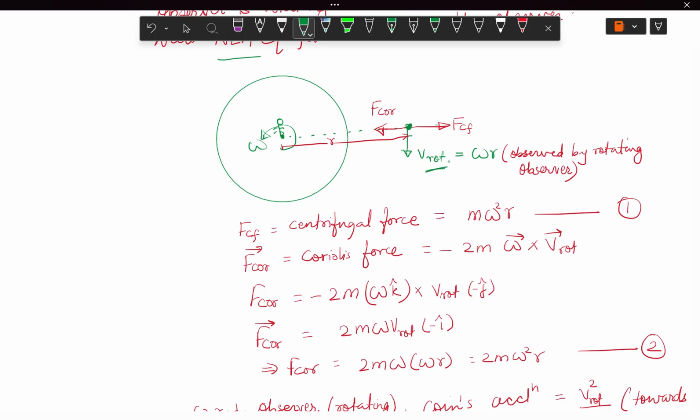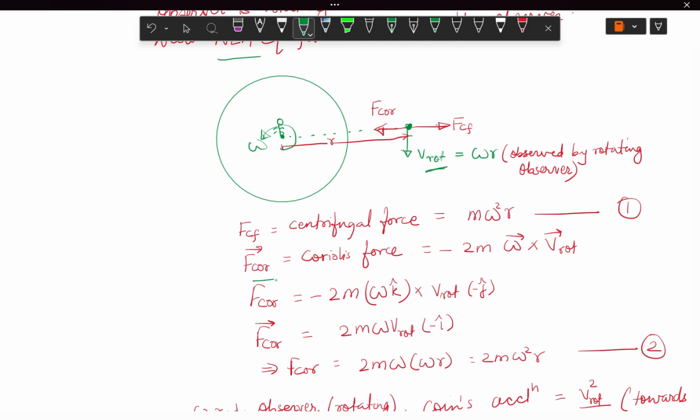So there will be the VROT, meaning velocity with respect to the rotating frame, is equal to omega r as observed by the rotating observer. So the centrifugal force is equal to m omega square r. Yes, we know, away from the center, away from this observer. This is our centrifugal force. Then we have the Coriolis force. Now there will be a Coriolis force, right? Which is minus 2m omega cross VROT.